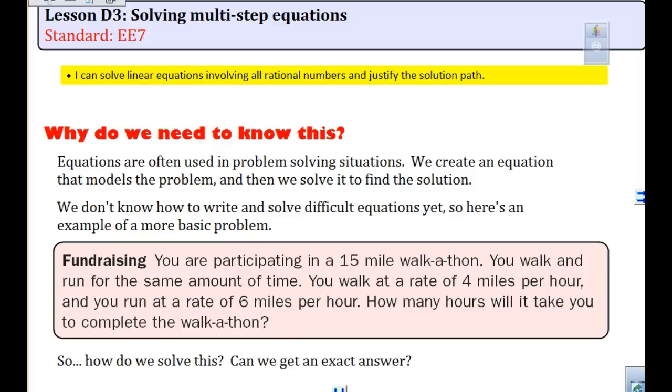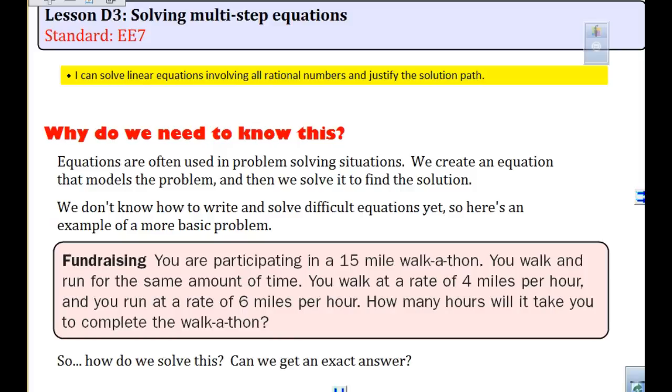So, D3. On Thursday of last week, we took a look at solving one step. We used the algebra tiles. We're going to be getting into doing our two-step equations today. It says equations are often used in problem-solving situations. We can create an equation that models the problem, and then we solve it to find the solution.